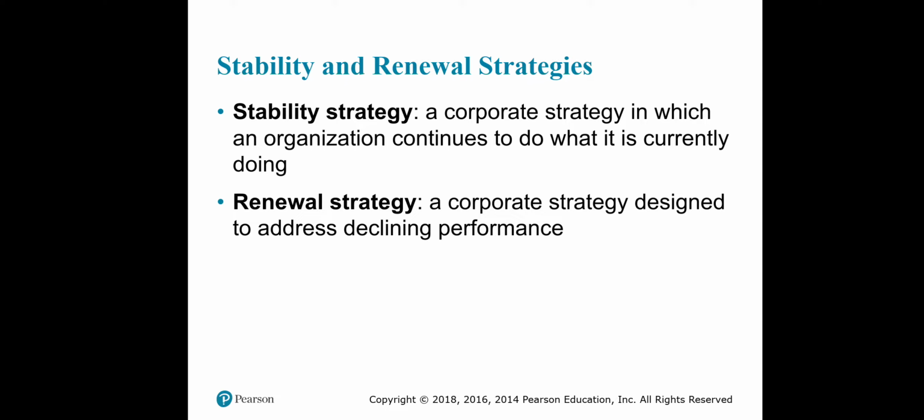Going on to stability and renewal strategies. Examples of a stability strategy include continuing to serve the same clients by offering the same product or service, maintaining market share, and sustaining the organization's current business operations. The organization doesn't grow, but doesn't fall behind either. Managers need to develop strategies called renewal strategies that address declining performance. The two main types of renewal strategies are retrenchment and turnaround strategies.